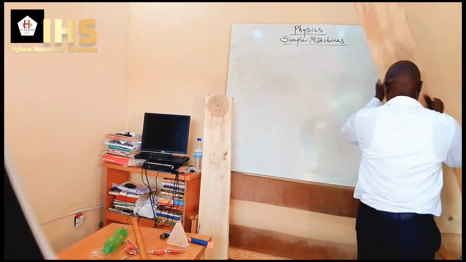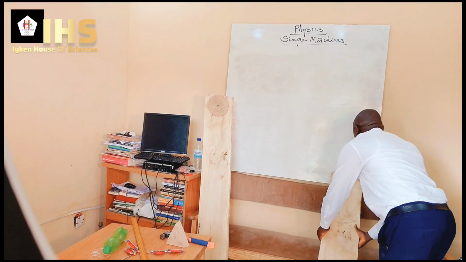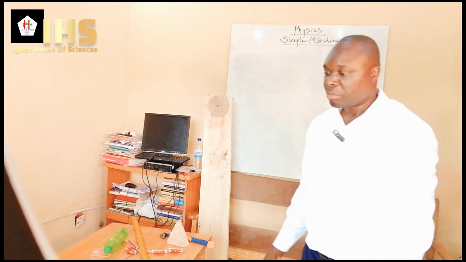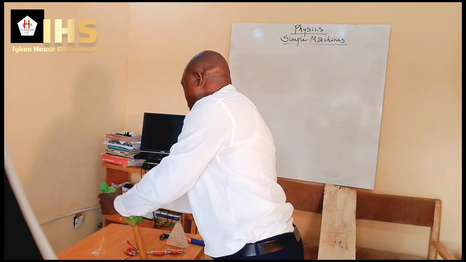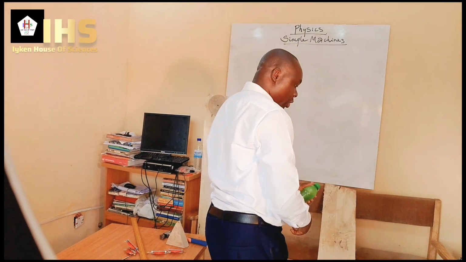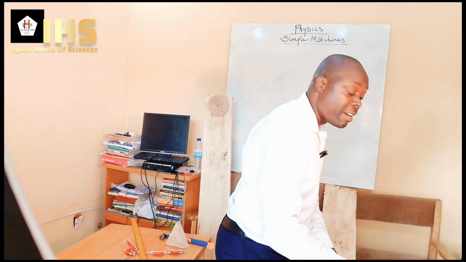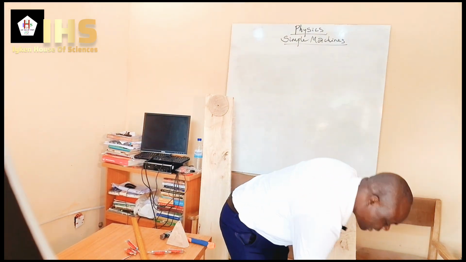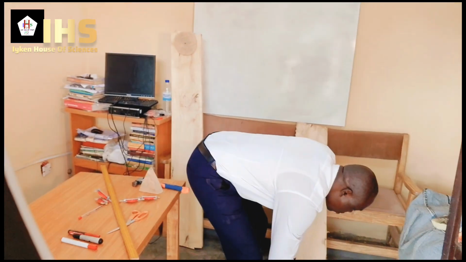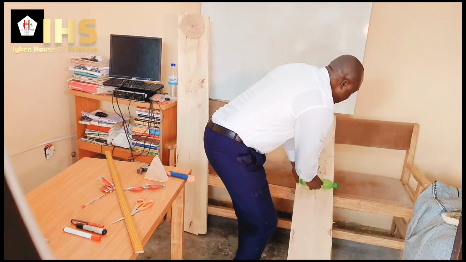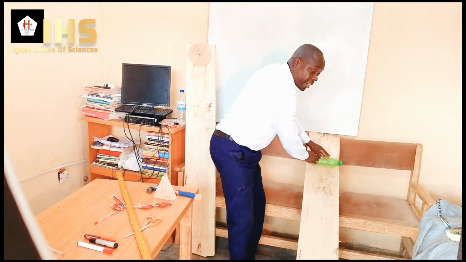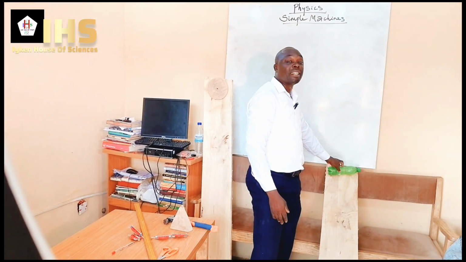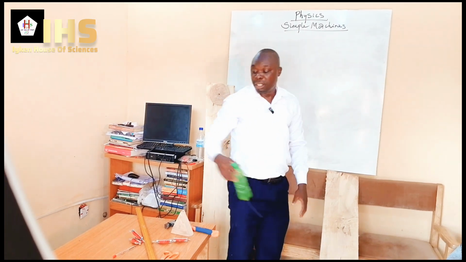This is also a machine. This is an inclined plane. It's also a machine. So if you are to move a very heavy drum of oil, it's not easy for you to carry the drum like this. But it's very easy if you roll it up. It's very easy to roll it into the lorry or pickup using an inclined plane. So this is also a simple machine.